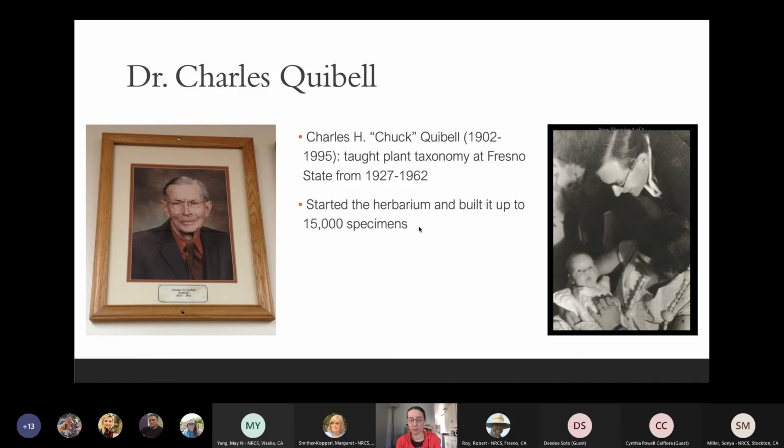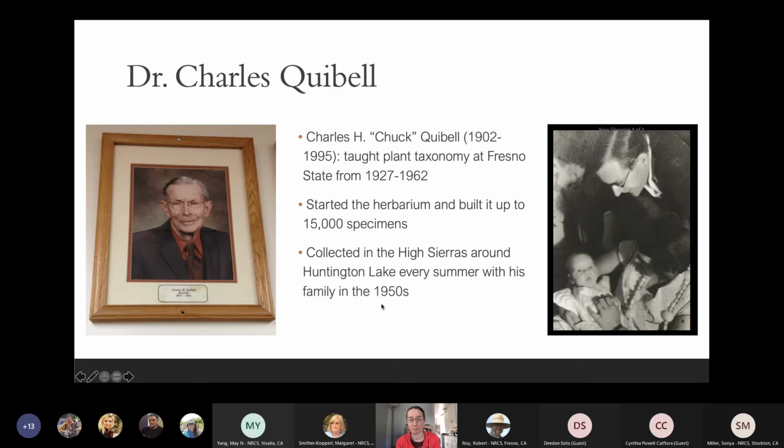He started the herbarium at Fresno State, but he didn't start it from scratch. People gave him some collections they had collected earlier, and he started the herbarium with those. Then he built it up. He had his students add specimens to the collection and added a number of specimens himself. By the time he left, it was at 15,000 specimens.